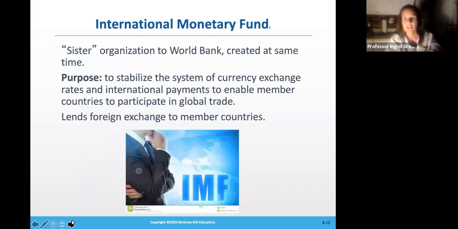Let's move on to the International Monetary Fund. So this is the sister organization. As I mentioned, it's across the street from the World Bank in Washington, D.C. It was created at the same time. The purpose is to stabilize the system of currency exchange and currency exchange rates and international payments to enable member countries to participate in global trade. So it lends foreign exchange to member countries. So similar, but it's not lending money for bridges and buildings and dams, etc. It's moderating and looking at a country's financial situation.